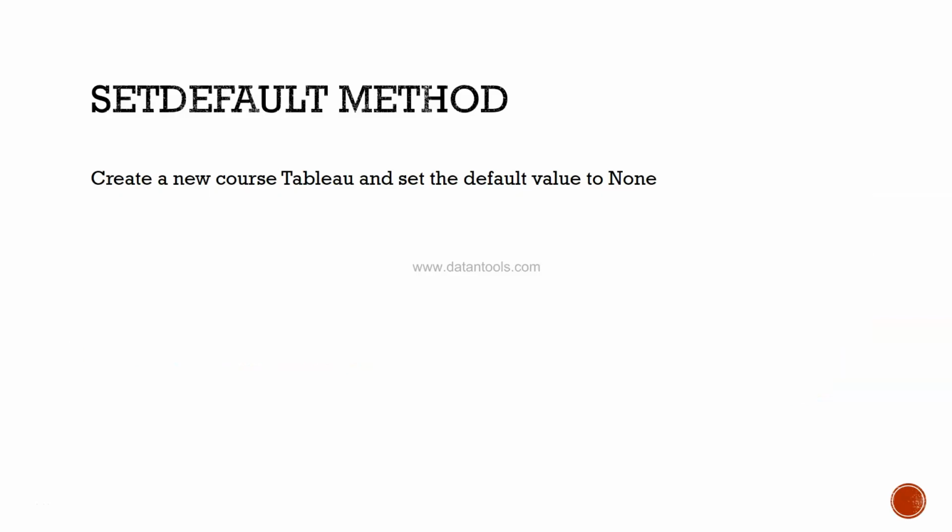Okay, quiz time. Setdefault method. You need to create a new course Tableau and set the default value to None into the course dictionary which you have already created. If you find any difficulty in doing that, then just watch the video again. Otherwise, if you have any other question or complexity that you are facing in doing this, then let me know and I'll respond to you. With that, I'll meet you in the next topic.